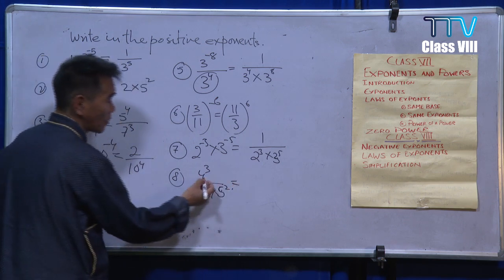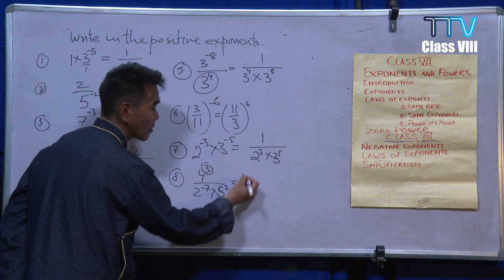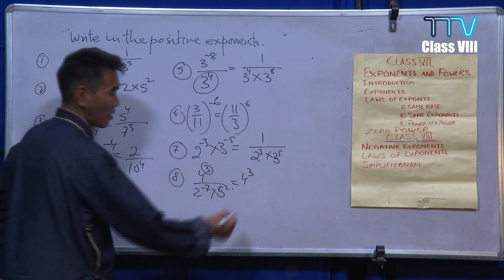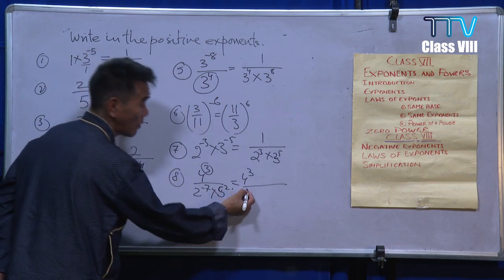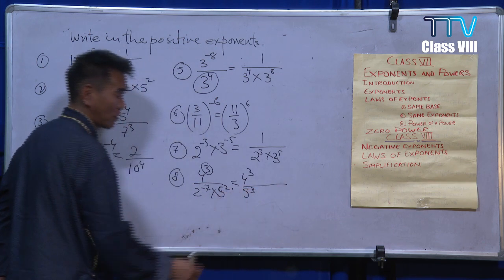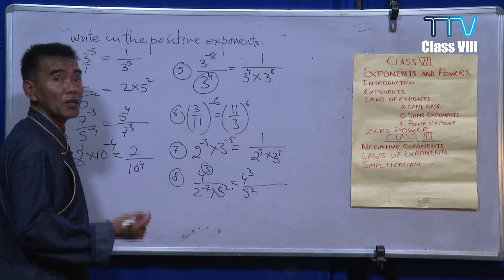Okay. The 4 is to the power 3, positive. Then 5 is to the power 2, positive. Sorry, positive 2.